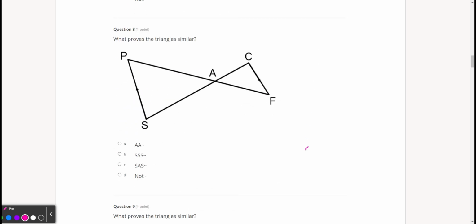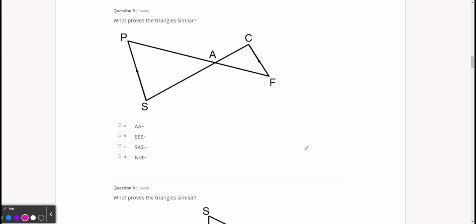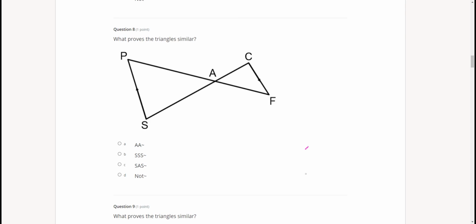So the ones that are angle. Here, do you see these little parallel line marks right here? So we've got vertical angles, and because we've got these alternate interior angles, I can make the Z. So C to F to P is an angle, and then F to P to S is an angle. This is angle, angle.